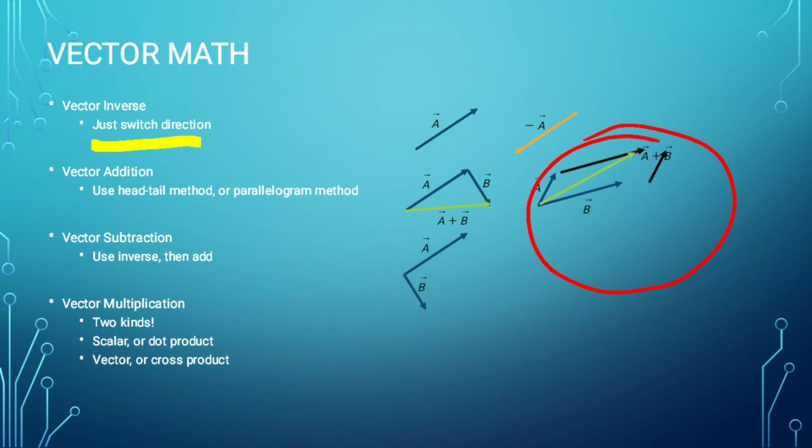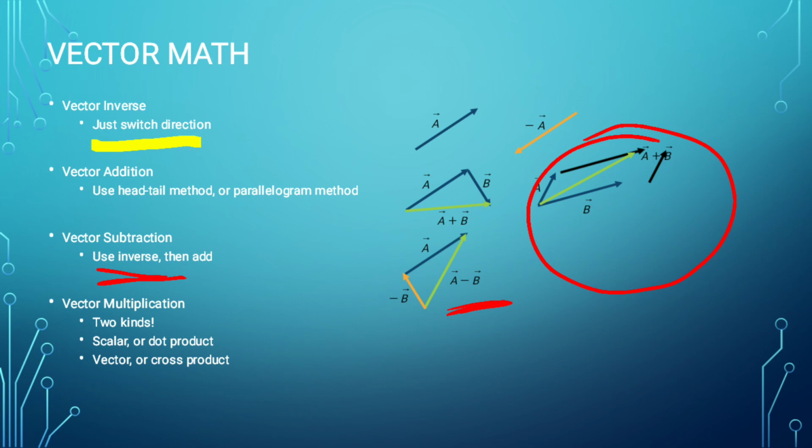Then we come to the third property, that is vector subtraction. By using this inverse property, we can easily find the vector subtraction. So first we need to find the vector inverse. After that we just add these two vectors. See here we have A vector, then B vector, then we find minus B vector, then add A vector plus minus B vector. So this is about vector subtraction.